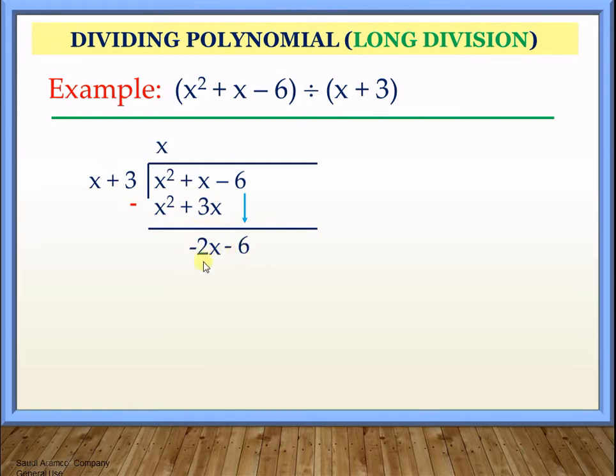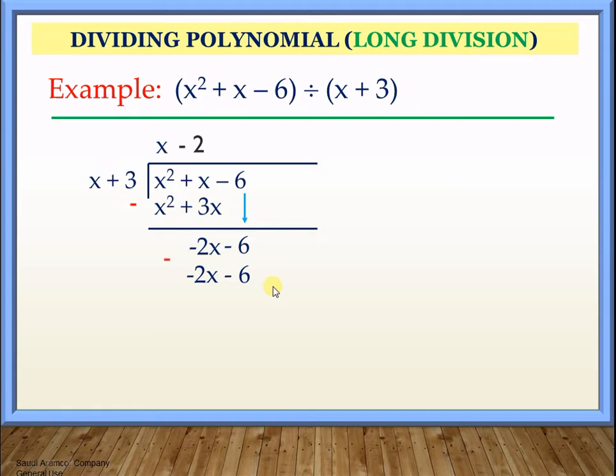Now we have a new expression here, so we're going to do the same steps. We check the leading term here and the leading term there. So negative 2x divided by x is negative 2. Again, we put something on top, so we have to return it back here. Negative 2 times x will give us negative 2x. Negative 2 times positive 3 will give us negative 6.